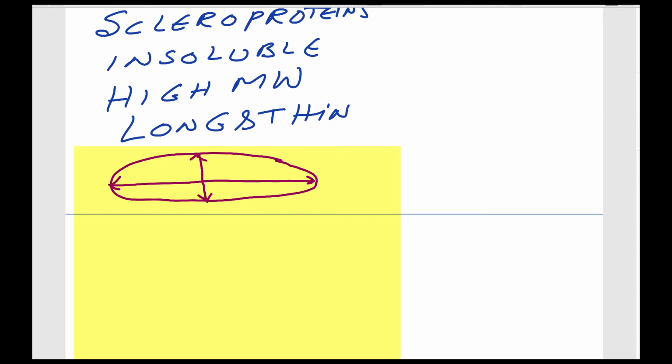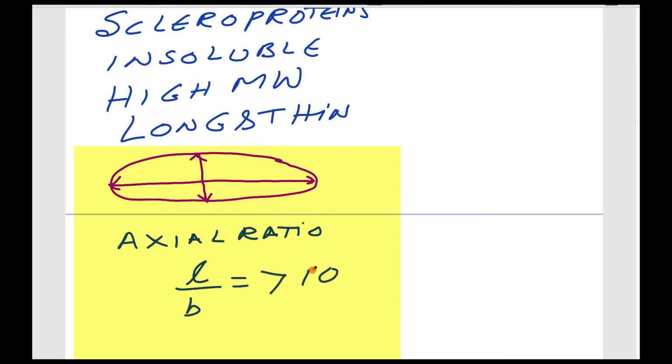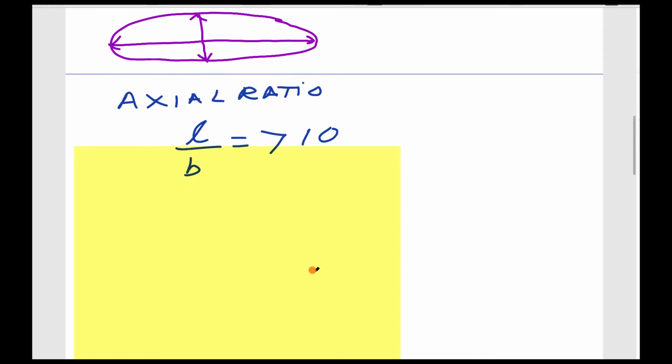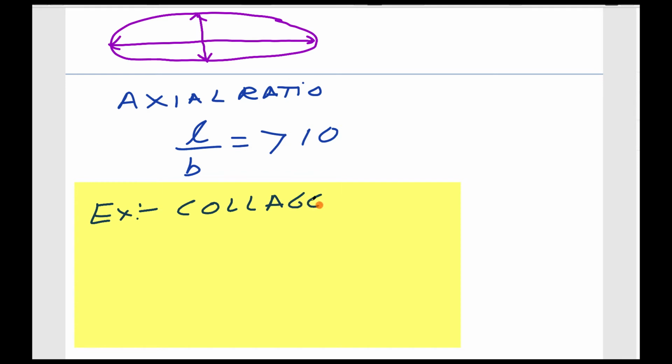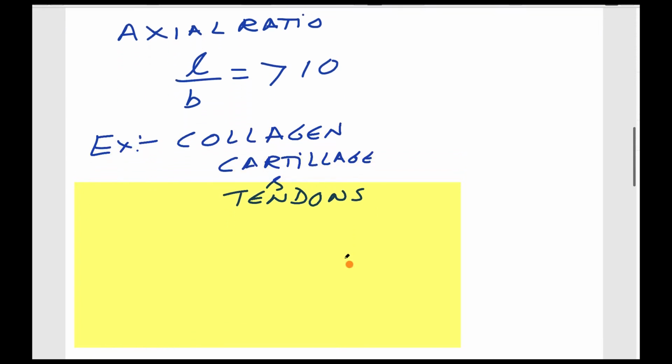So for these proteins, the axial ratio, that is length by breadth, is more than 10. What are the various examples under this category? Collagen. Collagen is found in cartilage, in connective tissue, and tendons. These are some examples. In other tissues also it is present.